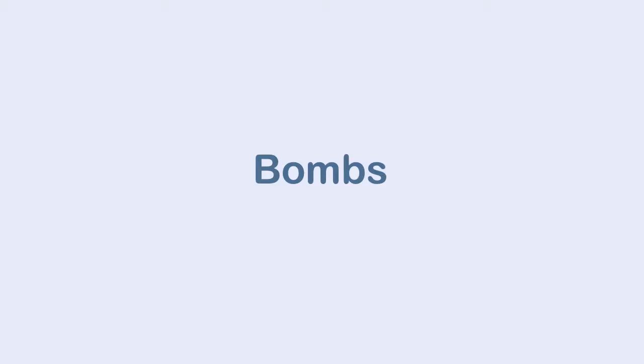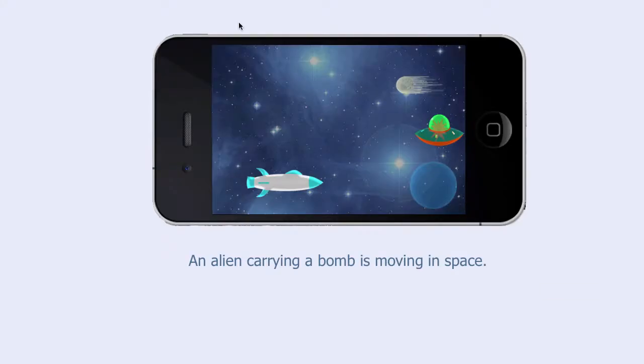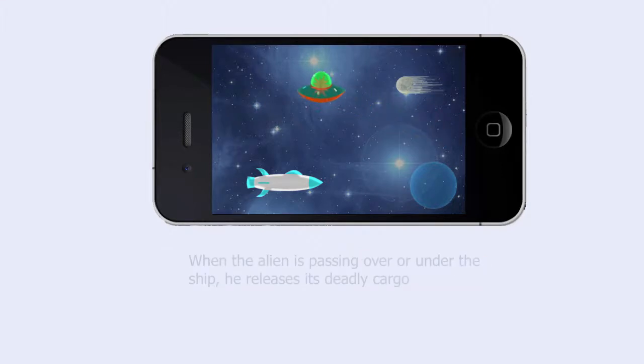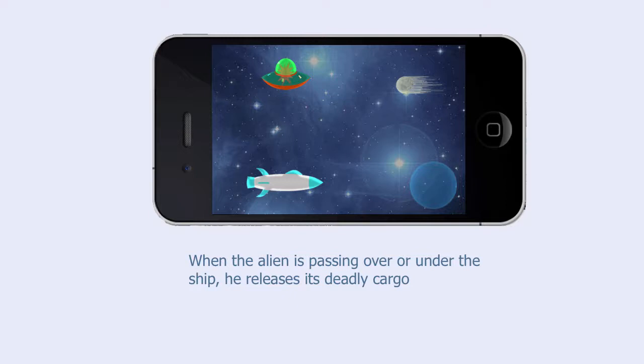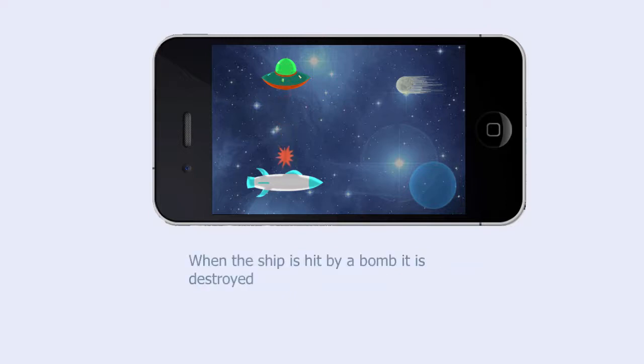GalaxyFighter. This lesson is called The Bombs. Here we see an alien. If you look closely, you see that he is carrying a big bomb. He is also moving in space. When the alien is passing over or under the ship, he releases his deadly cargo. When the ship is hit by a bomb, it is destroyed.